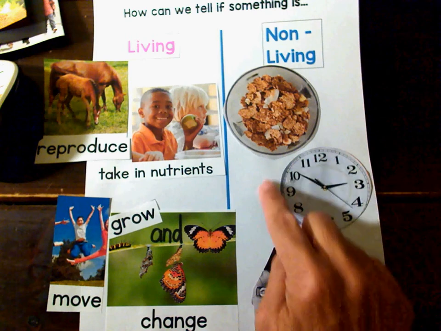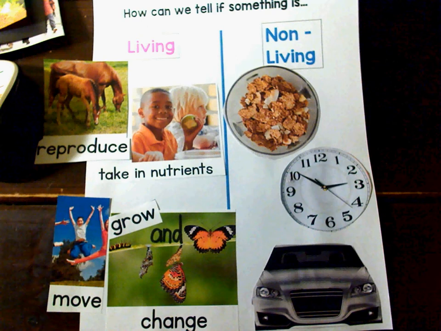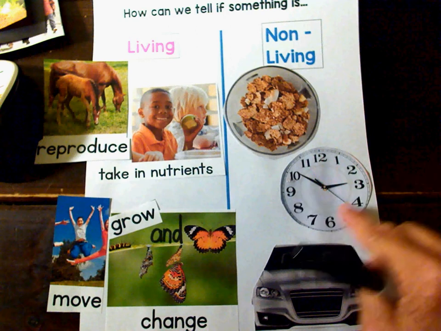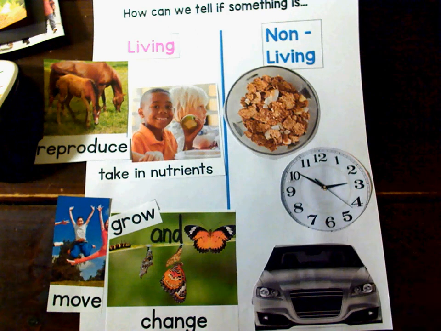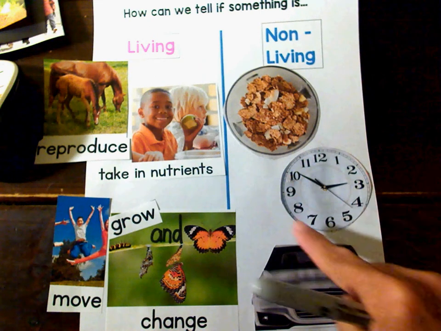Now let's look at this right here. This is a clock. The interesting thing about a clock is it has a face, it has hands, and this clock moves. Is it a living thing? No, of course not. A clock is an object that moves only because it has a battery or some type of mechanism in it to help the hands move and tell time. It does not need nutrients to survive. It cannot make more of itself, and it does not grow. This clock will always look like this its whole lifetime.